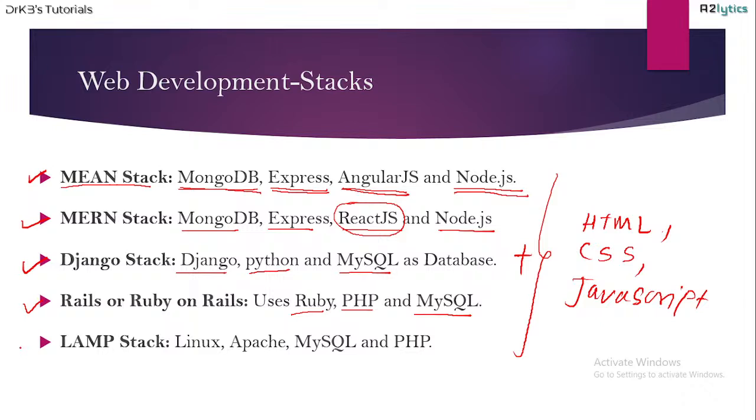Fifth one is the LAMP stack. You have to learn Linux, Apache, MySQL and PHP plus scripting languages. Then you will become a LAMP stack full stack web developer. Either you can learn all the stacks or you can learn any one of the stacks.